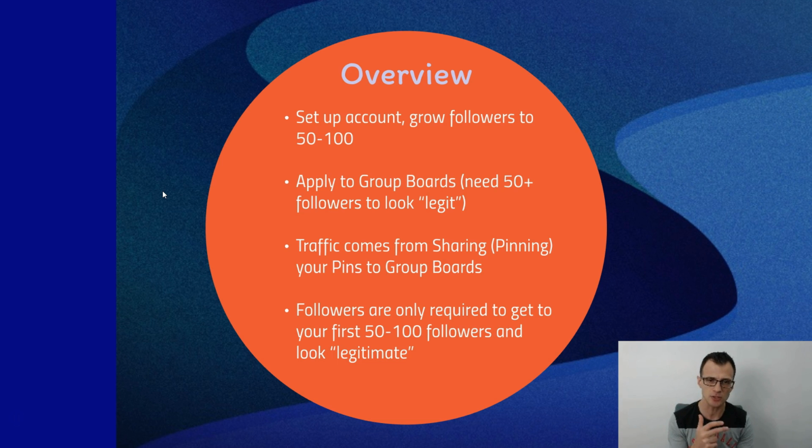Now, the next thing that you need to do is you need to start sharing your content to group boards. We'll show you step by step once again how all of that actually works. But traffic comes from sharing your content to group boards. Traffic will not come from your followers. That's why 50 followers is okay, 100 followers is okay to start with. You don't get those 100 followers to click your links. You actually get your traffic from group boards. Everything that we're doing is about getting into those group boards, okay?